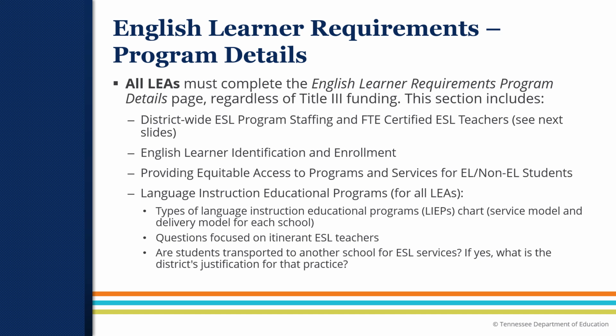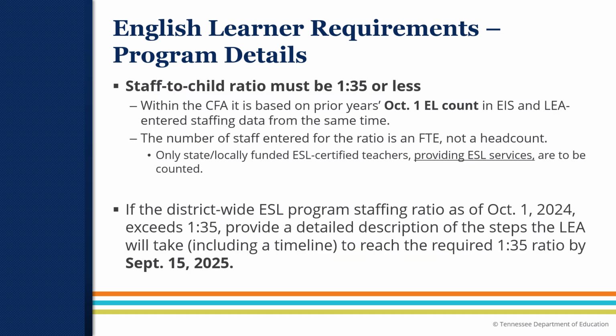On the program details page, the English learner requirements one, all LEAs must complete this page and answer all the questions regarding staffing, identification, equitable access, and any language instruction that the LEA is using to support English language learners. Of course, the staff to child ratio needs to be 1 to 35 or less, and it will be based on the prior year's October 1st count. You will be able to answer questions if it does go past 1 to 35.